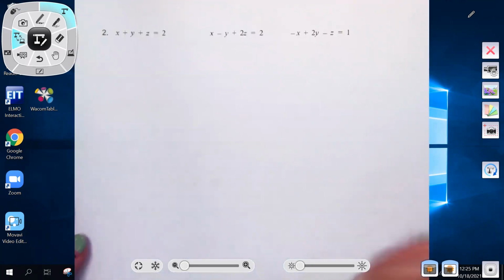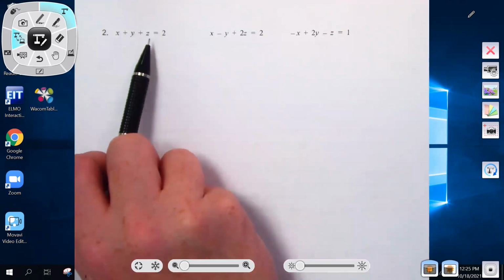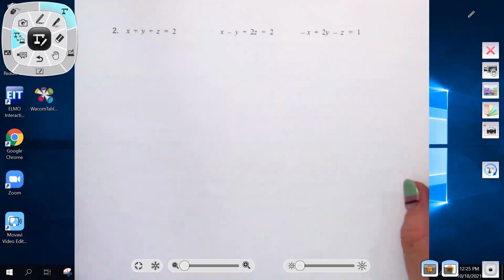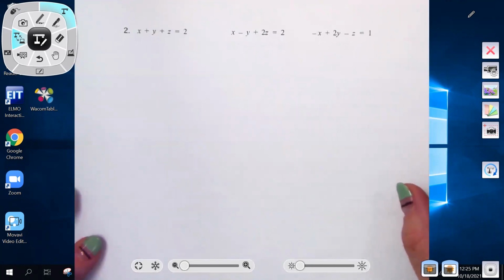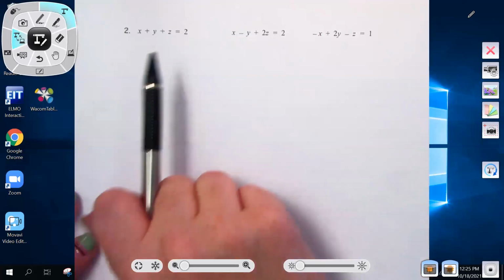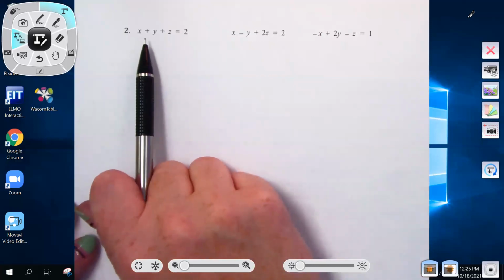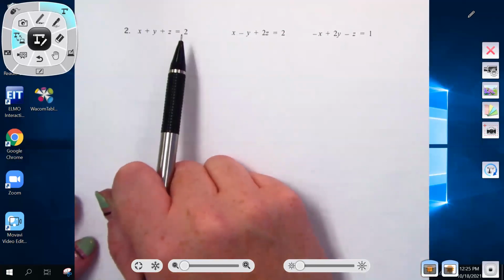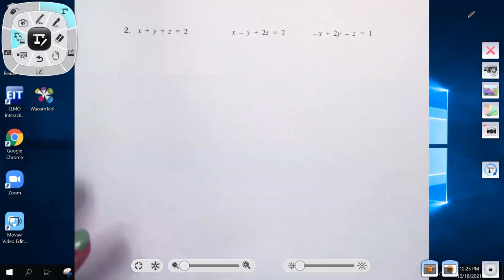Okay, let's look at this first equation. X plus Y plus Z equals 2. How could that be possible? Negatives or fractions? So we should expect at least one or more either negative answers or possibly fractions. So just be aware of possible fractions.